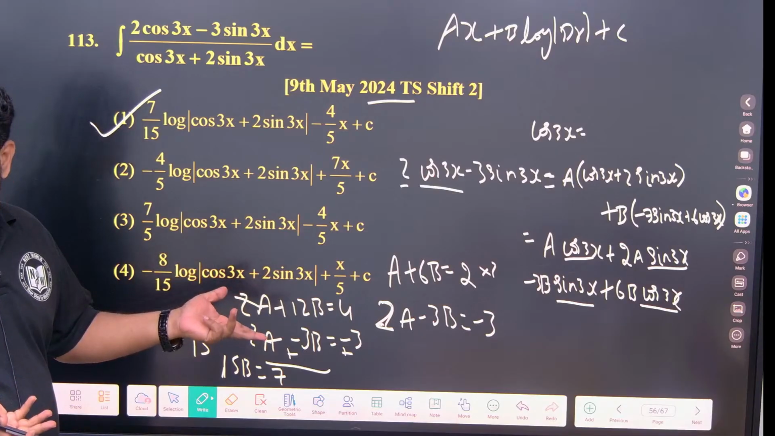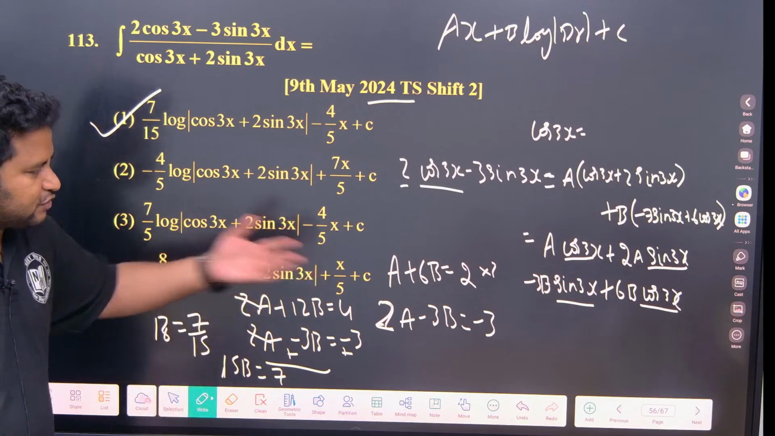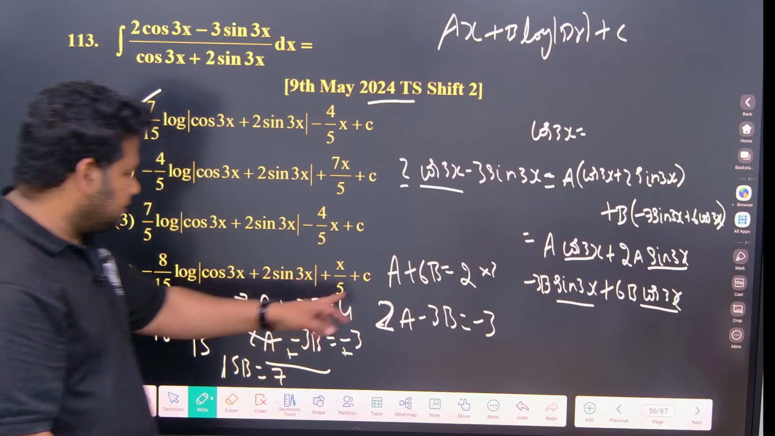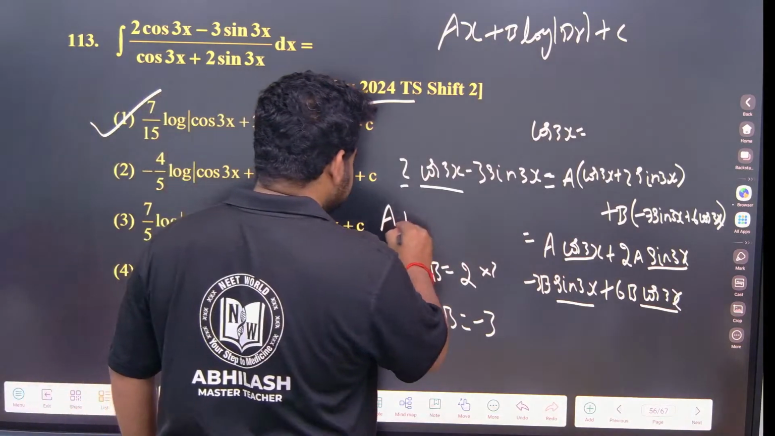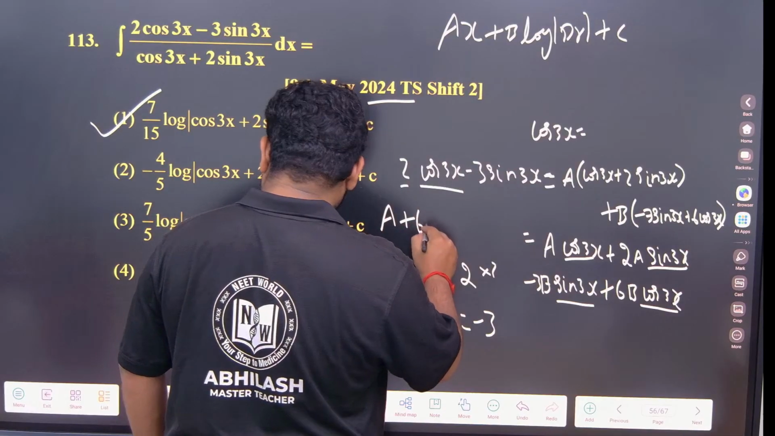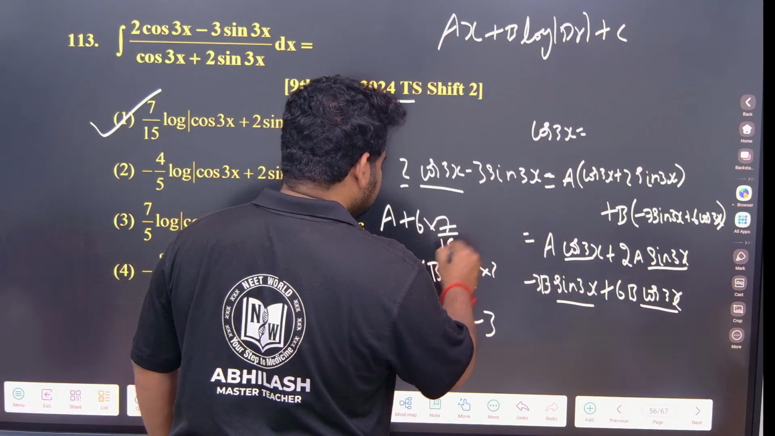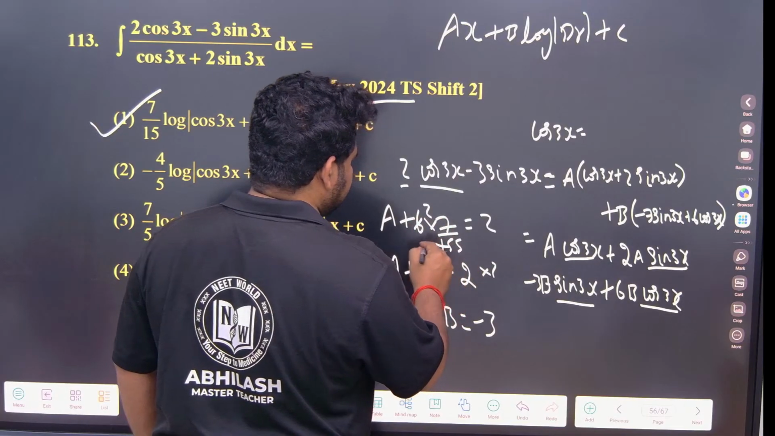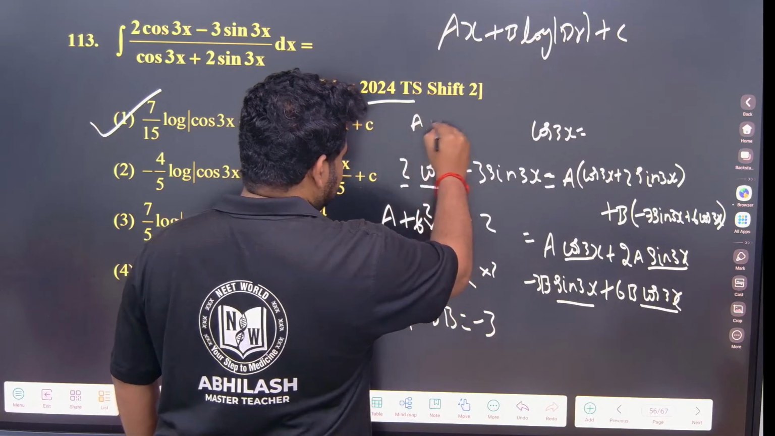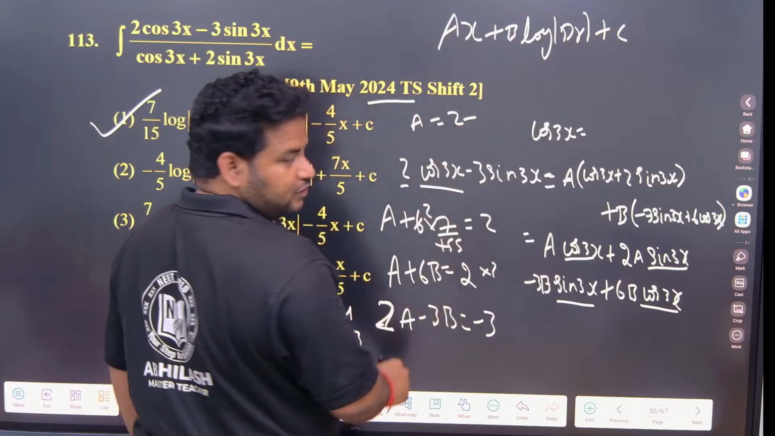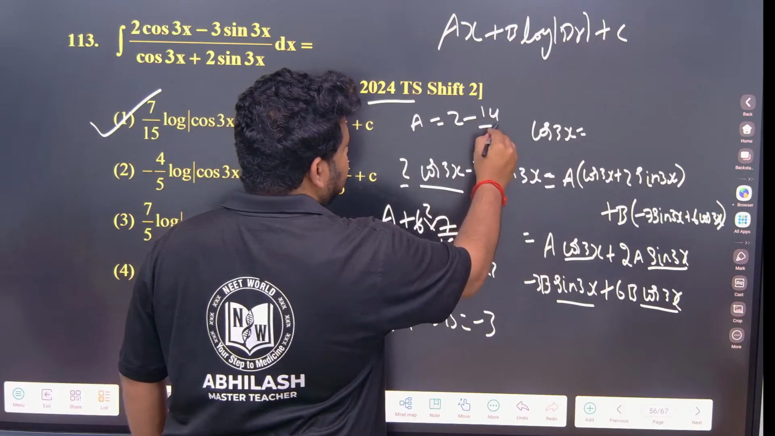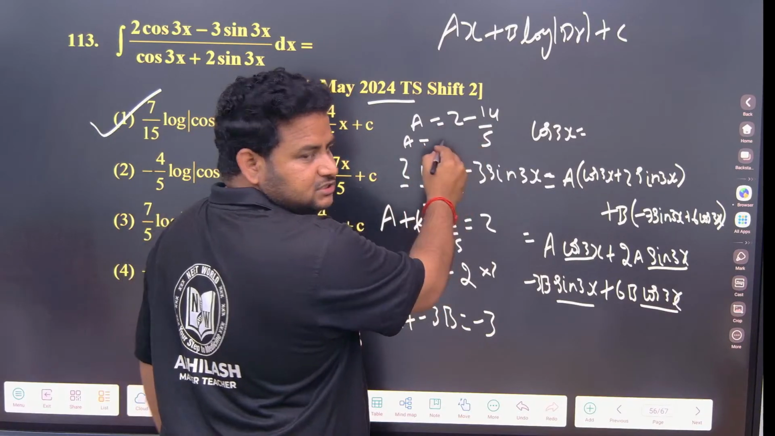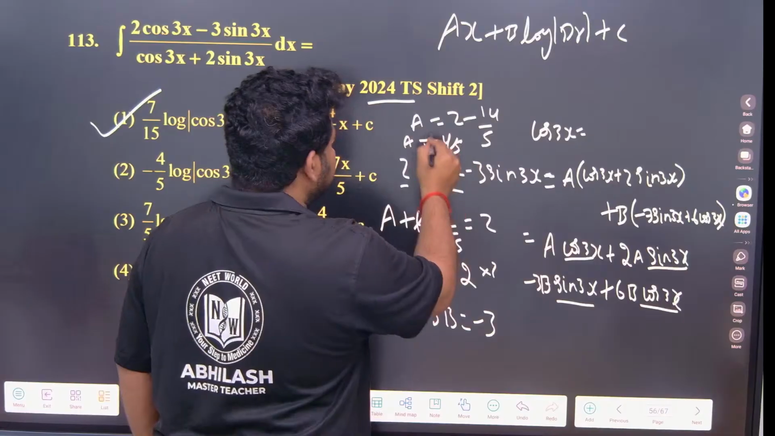Did you integrate here? Nothing, no integration. Suppose you want to find a. What we can do here? So a plus 6 into b, 6 into 7 by 15, is equal to 2. So a will be equal to 2 minus 7 2s are 14, 14 by 5. So a will be 5 2s are 10, 10 minus 14 by 5. So a will be minus 4 by 5.